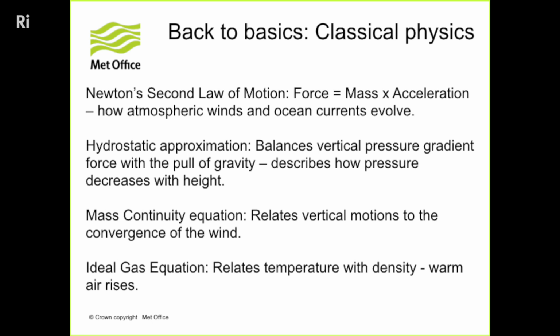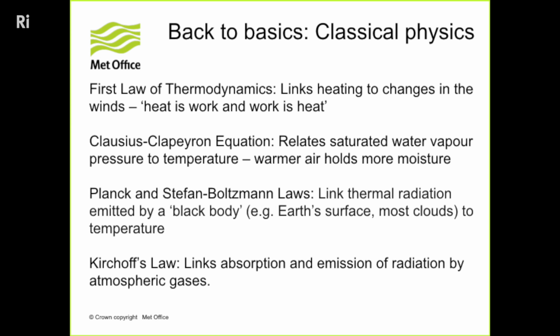We have something that we call the hydrostatic approximation, which basically balances gravity and the vertical pressure gradient, describes how pressure decreases with height. We have the mass continuity equation, which basically says that if the wind converges, the air rises, and you have to have continuity of mass. And we have the ideal gas equation that relates temperature with density. In other words, warm air rises. Lots of us will remember the ideal gas equation. We have the first law of thermodynamics that links heating to changes in the winds. Heat is work and work is heat.